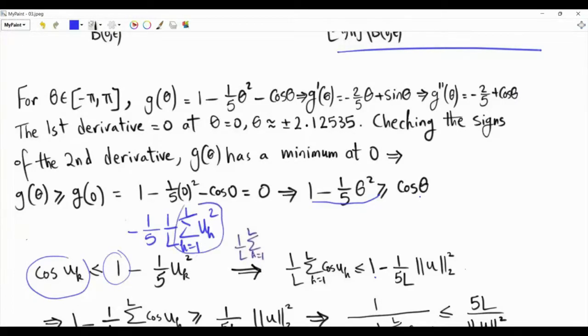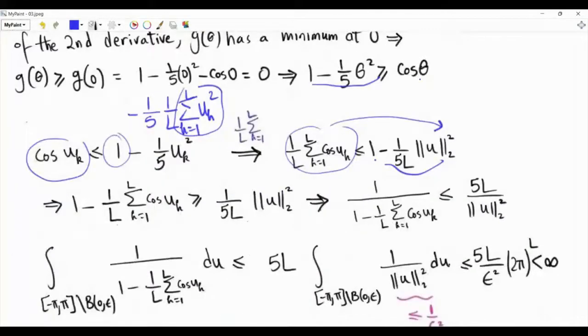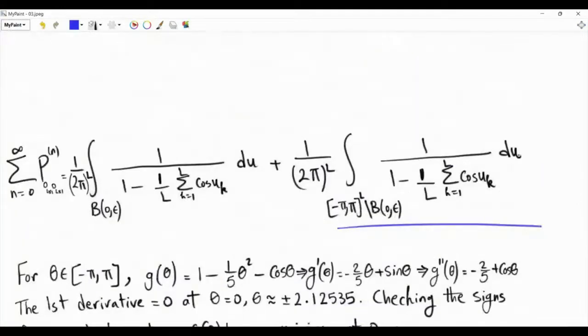And this is exactly the L2 norm squared of vector u. Now we can move this to this side, and we can move this to the other side. So 1 minus 1 over L summation k from 1 to L cosine uk is greater than or equal to 1 over 5L times the L2 norm squared of vector u. Now taking the reciprocal of both sides and reversing the direction of the inequality, we have an upper bound on the integrand that we have here.